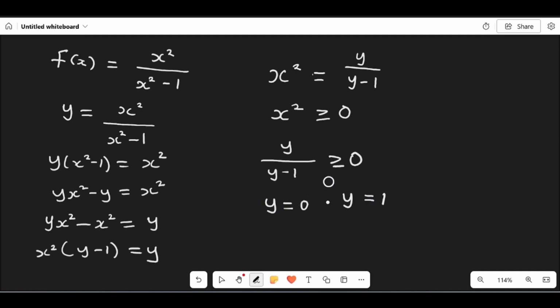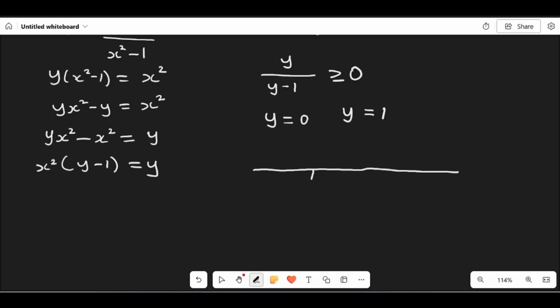Now, if we substitute y equals 0 into the inequality, it holds true. That means 0 is inclusive in our range. And if we substitute y equals 1 into the inequality, it will be undefined. So y equals 1 is not inclusive. Let us use a line test to determine the interval that satisfies the inequality.